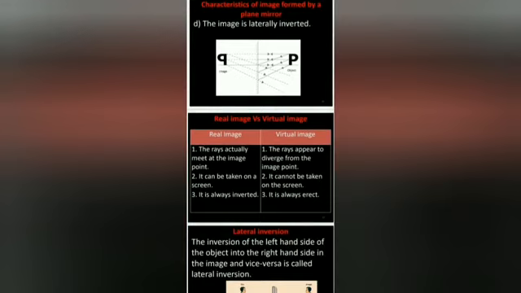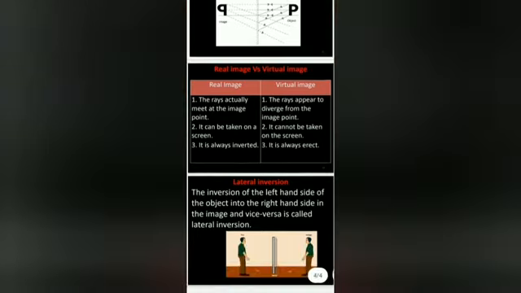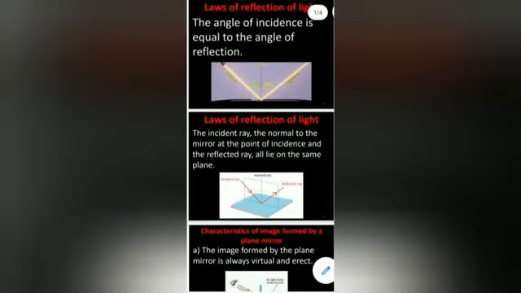And let me see the differences between the real image and the virtual image. Already I have explained for you. And let me go for lateral inversion. The lateral inversion of the left hand side of the object to the right hand side of the image, and vice versa, is called lateral inversion. So these are all points you have to note down in your homework book, and when you are going to submit it, that means maybe today or Friday, you have to submit this for me in the homework notebook. And the first point what we have discussed, that is the laws of reflection of light. Write 2 times in your homework notebook and you have to submit it, children.